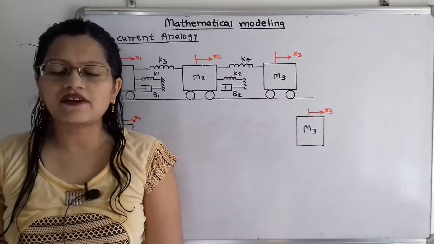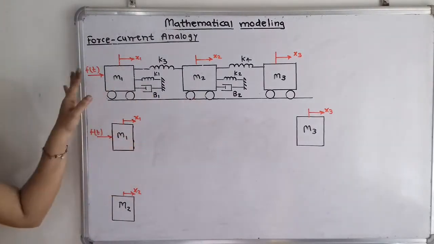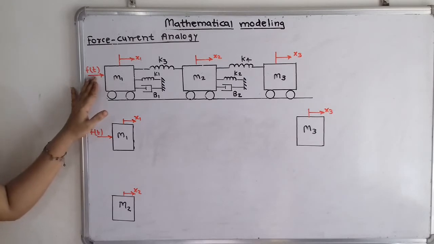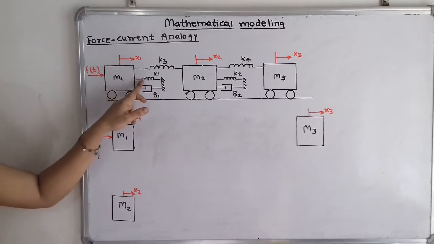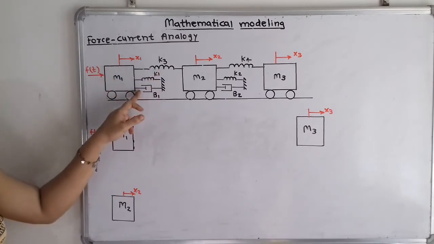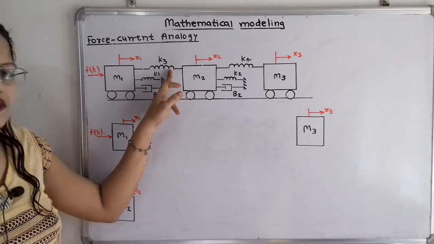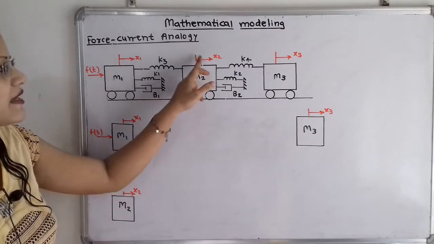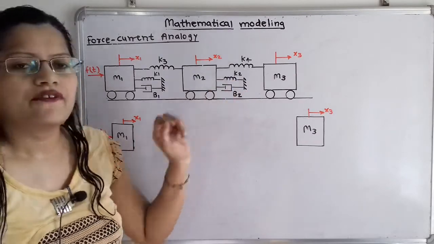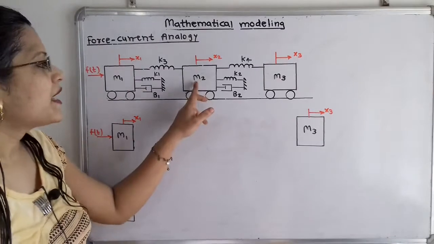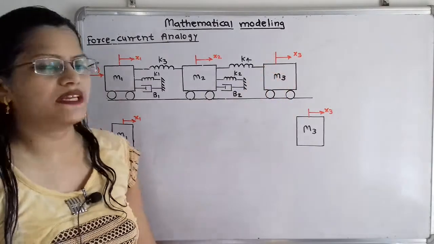Let us first understand what the given mechanical system is. If we observe this system, here is the applied force F of t, here mass m1 having displacement x1. This m1 is attached with this spring of stiffness k1 and damper with viscous friction coefficient v1. In between m1 and m2 there is a spring with stiffness k3. m2 is having displacement x2 and m2 is connected to a spring with stiffness k2 and damper with viscous friction coefficient v2. In between m2 and m3 there is a spring with stiffness k4 and m3 is having displacement x3.